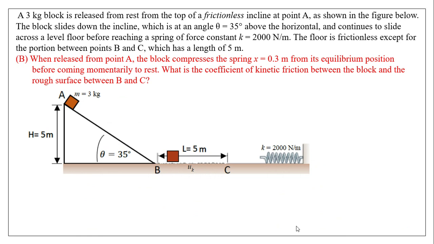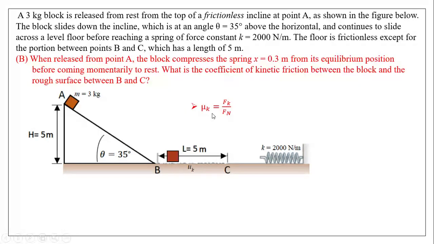All right, let's do part B. Part B is a little more lengthy, so I'll show you how to do this. It says what is the coefficient of kinetic friction between the block and the rough surface between segment B and C. So as it gets to point B, now it's going to go across this flat horizontal surface, which is rough, which means energy will be dissipated. There's some sort of energy loss or work due to friction. Okay. All right. So here we go.